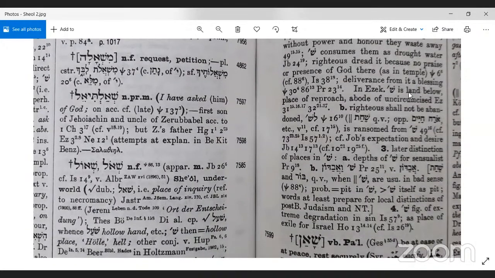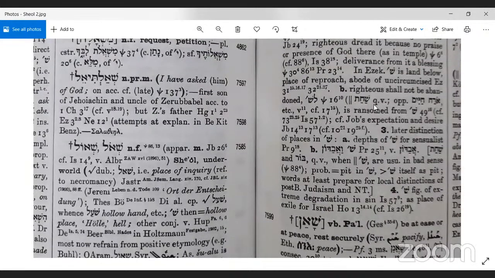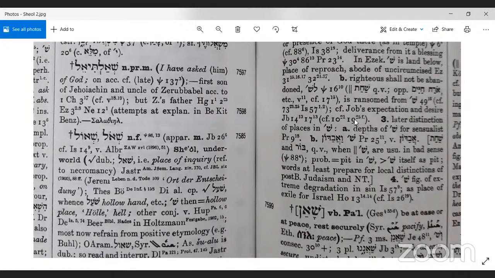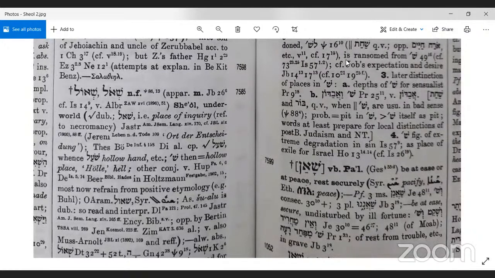Deliverance from the blessings. From the blessings? Who in their right mind wants to be delivered from blessings? No, it's deliverance from it is a blessing. Oh, okay. Okay, so Ezekiel is a land below, place of reproach, abode of uncircumcised, righteous shall not be abandoned. So why would they even go there in the first place, right? Is ransom from, so a person can be ransomed from expectation and desire. 3, later distinction of places.